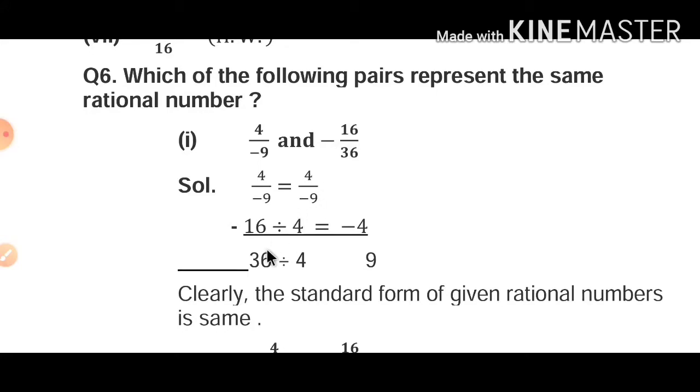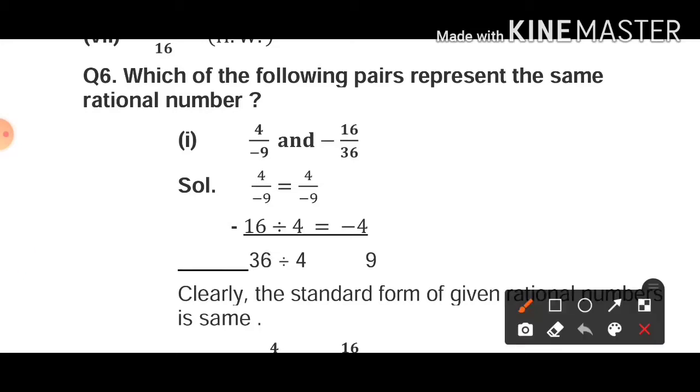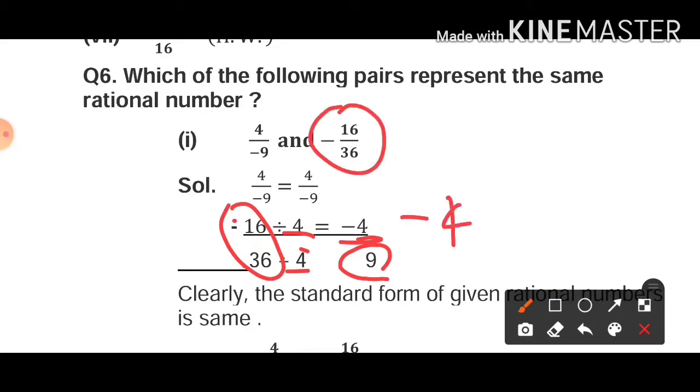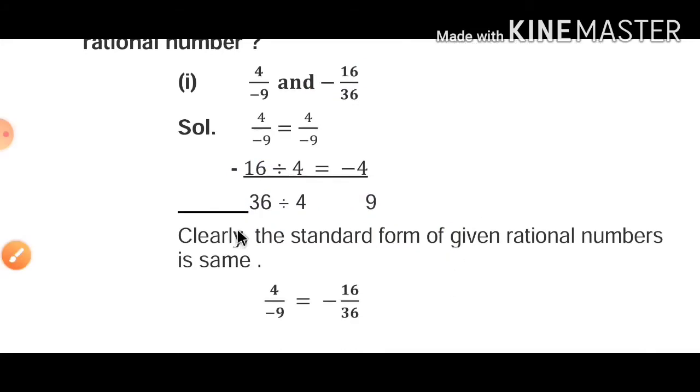Now minus 16 by 36, we can change into lowest terms. If you find the HCF of 16 and 36, you will get the answer as 4. It means you have to divide both numerator and denominator by 4. 4 4s are 16, and if you divide 36 by 4, you will get 9. It means minus 16 by 36 can also be written as minus 4 by 9. So you can see that 4 by minus 9 and minus 4 by 9 are both equal. So clearly the standard form of the given rational numbers is the same, or 4 by minus 9 is also equal to minus 16 by 36.